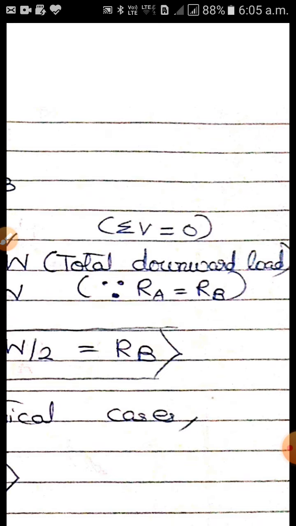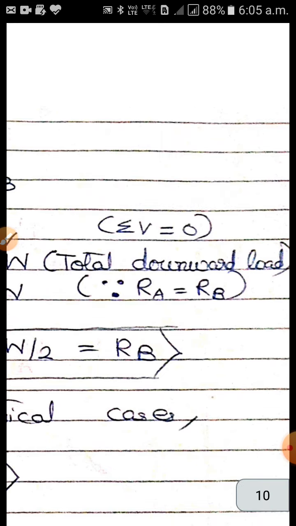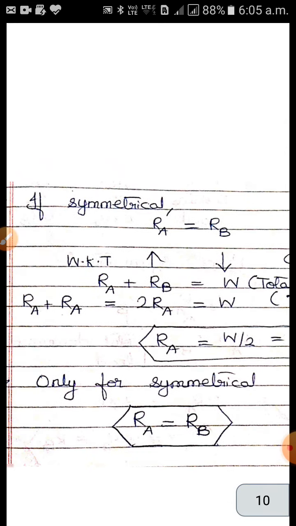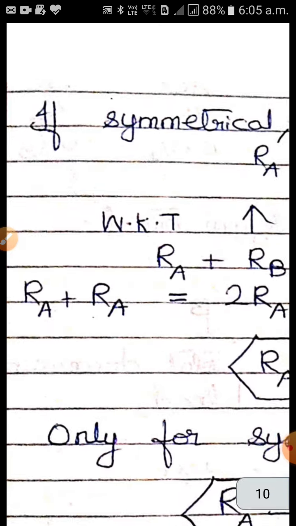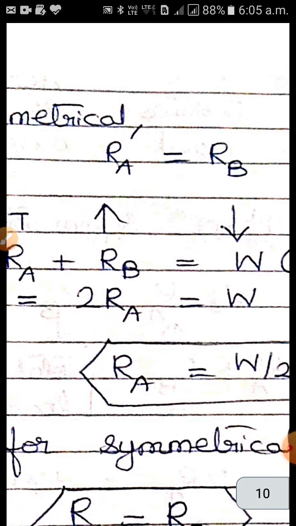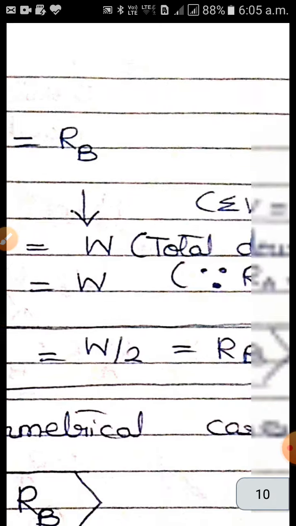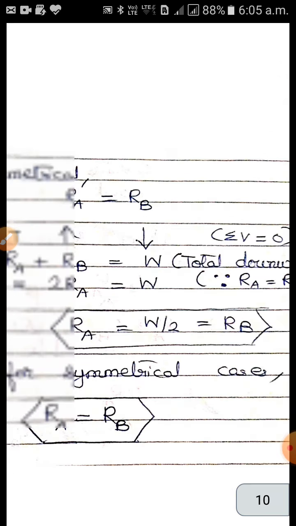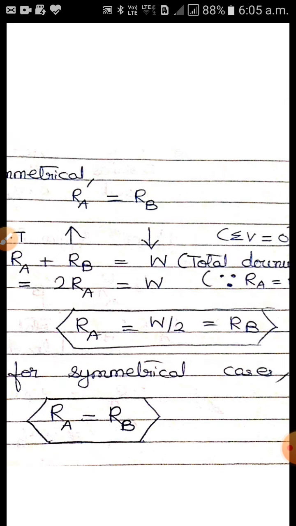Always for a simply supported beam, RA and RB will be acting upward and the load will be acting downward. So RA plus RB equal to total downward load. So if RA equal to RB, in place of RB, can you write RA? So RA plus RA will be equal to 2RA. So 2RA equal to W. So RA equal to W by 2. Okay, so RA equal to RB equal to W by 2. Simple.